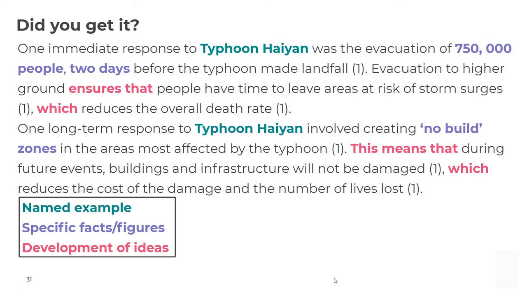One long-term response to Typhoon Haiyan involved creating no-build zones in the areas most affected by Typhoon Haiyan. 1 mark. This means that, during future events, buildings and infrastructure will not be damaged. 1 mark. Which reduces the cost of the damage and the number of lives lost. 1 mark. So I've developed each of those ideas. If you would like to pause this video now so you can use this model answer to redraft your answer, that is absolutely fine. But if you've included all of these points, very, very well done.